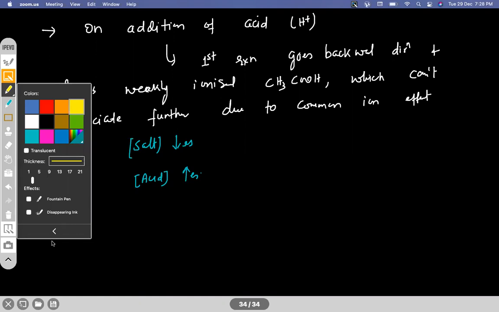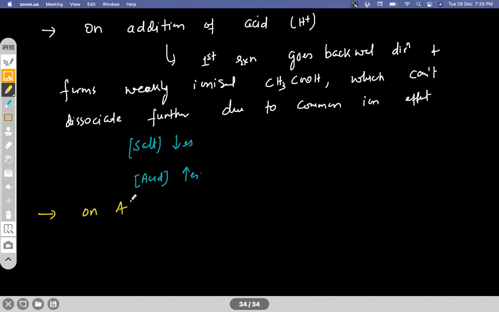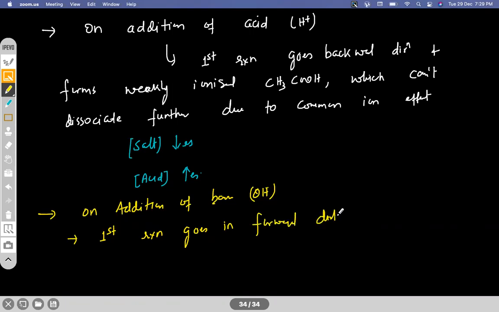If you add a base over here, meaning OH minus, on addition of base OH minus, again the first reaction goes in the forward direction. So in this, it is the opposite. Salt concentration gets more CH3COO minus, so salt concentration increases and acid concentration decreases.